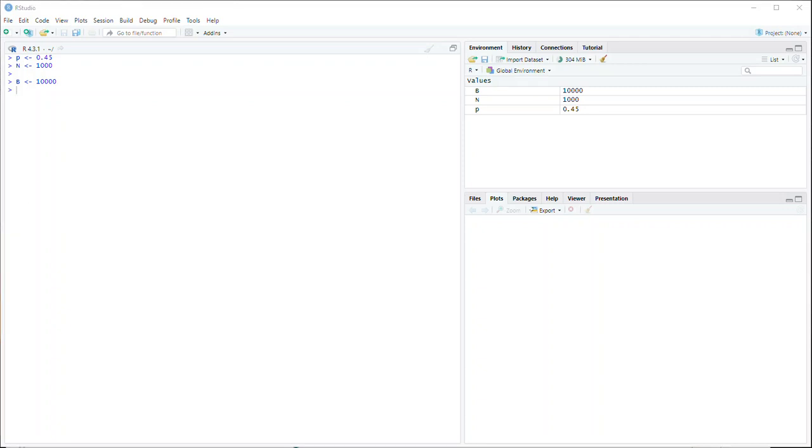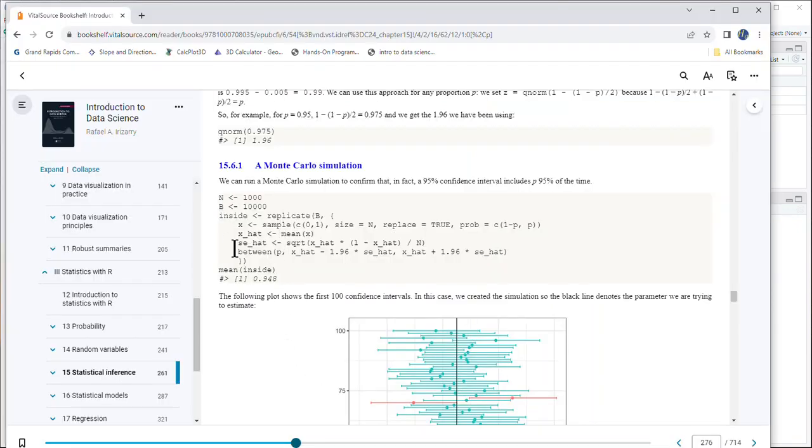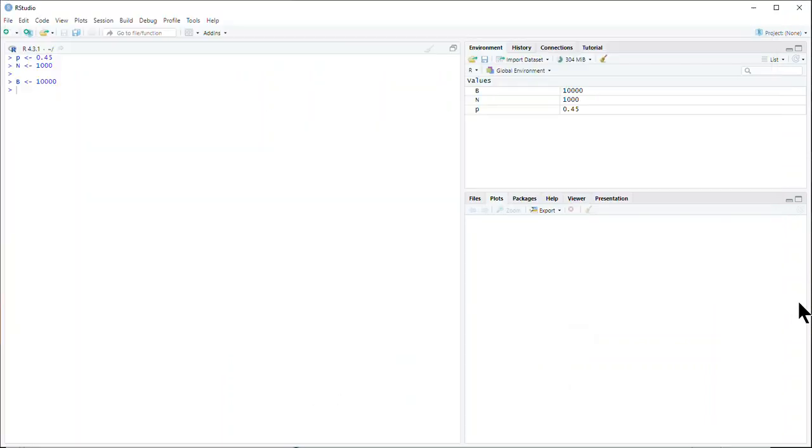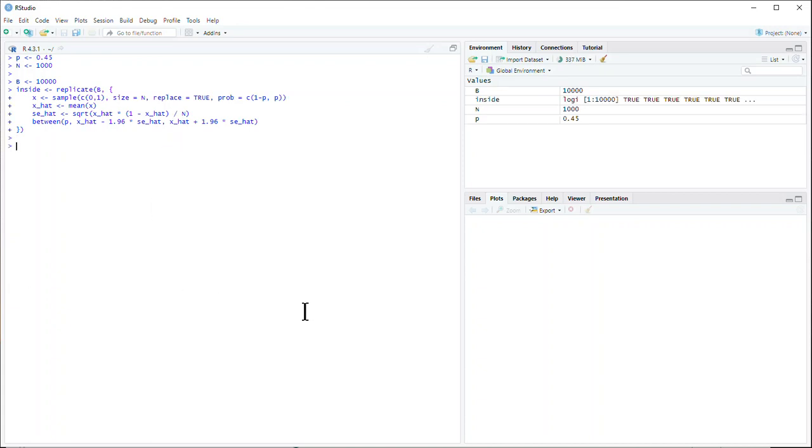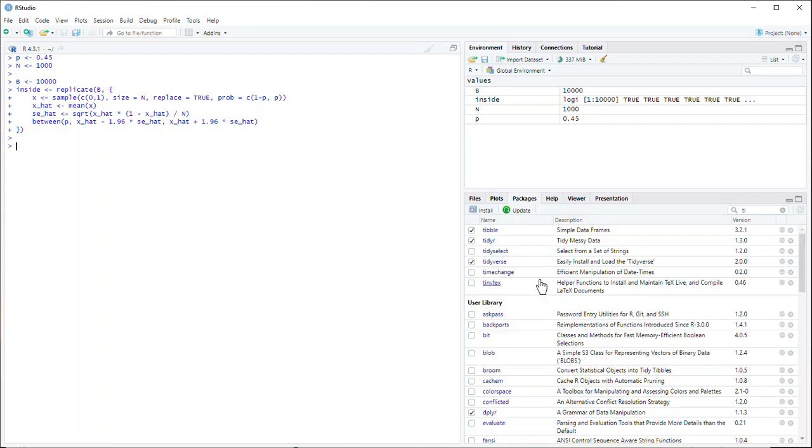So when I look at the textbook, he writes the code here for us, and he says, here's the code to use. So let's put that in, and I hit enter. One thing I want to make sure that you notice when you're running this command is that the between command requires that you have the package tidyverse loaded. If you don't have the package tidyverse loaded, you'll get an error if you try to run that between command.